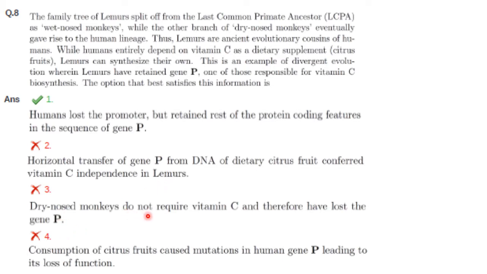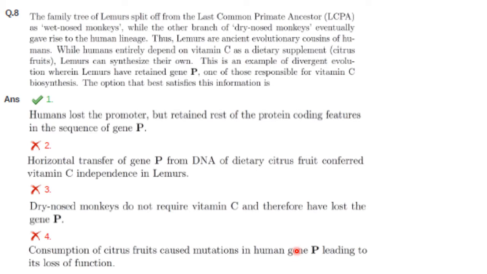Then, dry-nosed monkeys do not require vitamin C and therefore have lost the gene P. It is said that dry-nosed monkeys gave rise to humans, and humans entirely depend on vitamin C as a dietary supplement. So saying dry-nosed monkeys do not require vitamin C is not correct. They require vitamin C but they take it as a dietary supplement and therefore have lost the gene P. So 3 is also wrong. Then, consumption of citrus fruit caused mutations in human gene P leading to its loss of function.